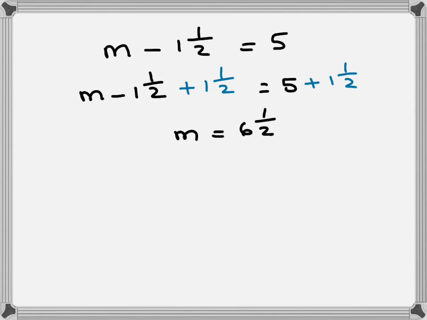M is equal to 6 1/2. 5 plus 1 is 6, and then your half. Okay, see how easy that is. You just stick to your rules that you've learned with your fractions and all your math up until this point.